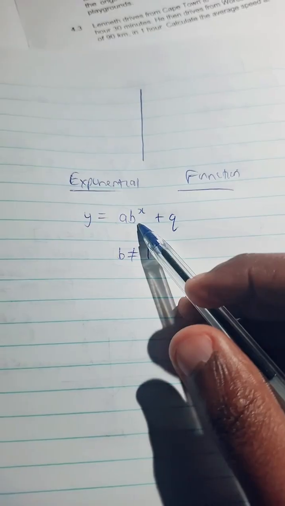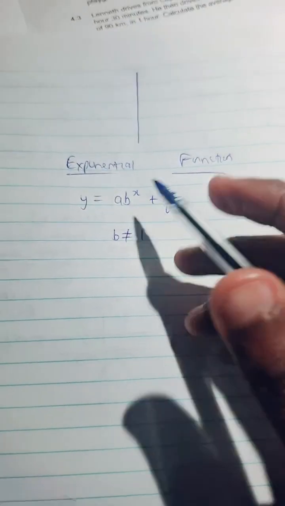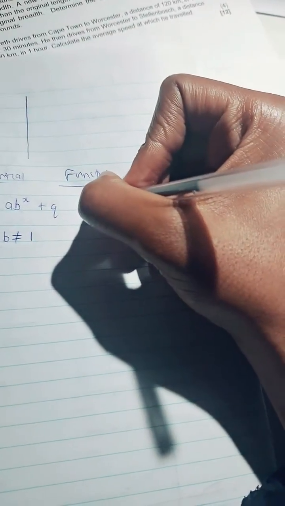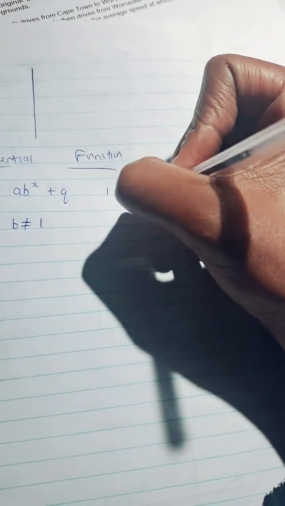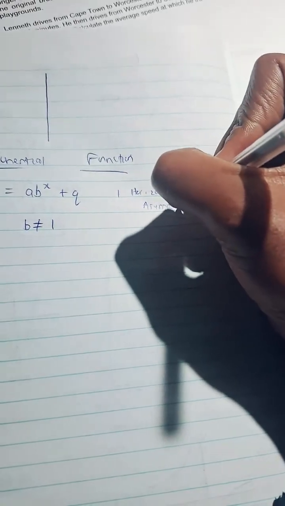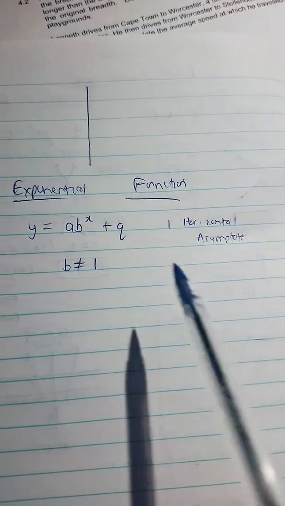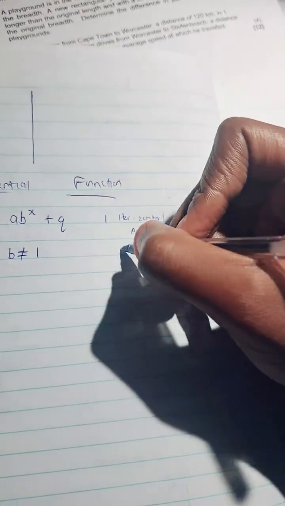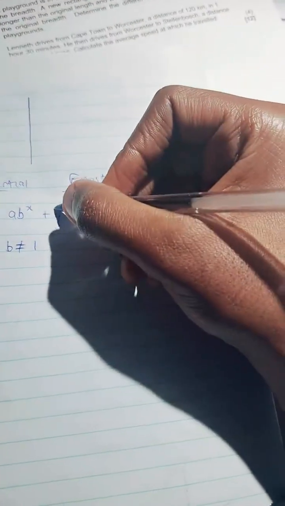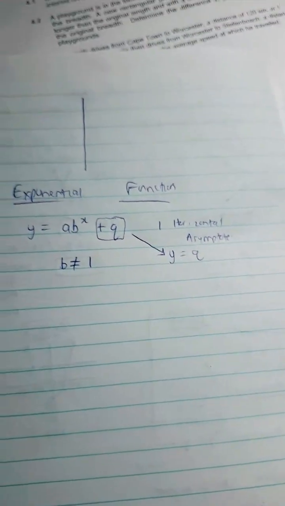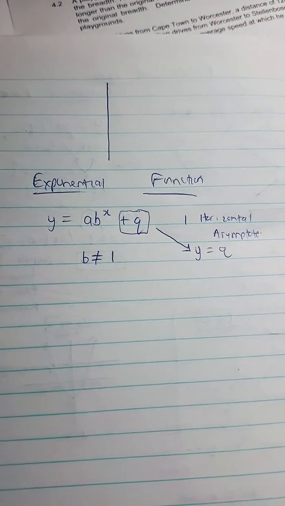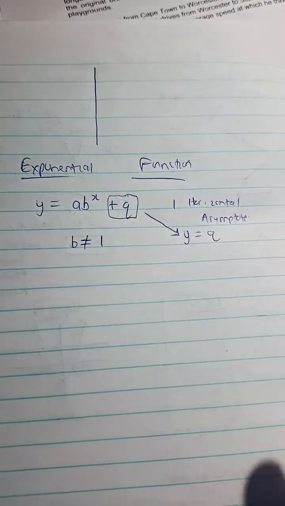That's very important. Now our exponential function has one horizontal asymptote, and that horizontal asymptote is also given by our q value. There's no vertical asymptote with an exponential function, so that's very important to note from the get-go.